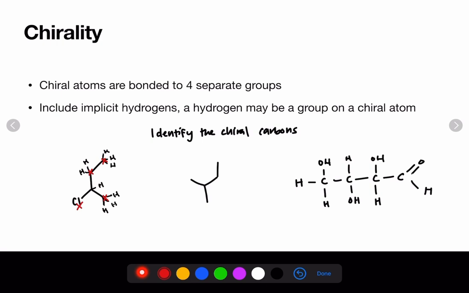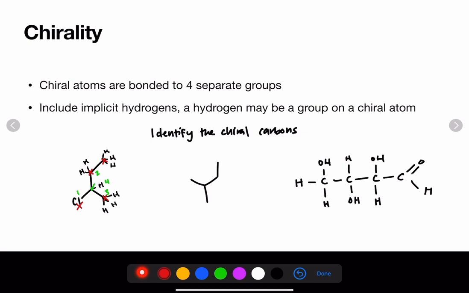Now, the carbon in the middle, let's examine what it's bonded to. It's bonded to a chlorine atom, which is 1 group, an ethyl group, a 2nd group, a methyl group, the 3rd group, and a hydrogen, the 4th group. So there are 4 different groups that it is bonded to. Thus, that carbon is chiral, and it is the only chiral atom in this molecule.